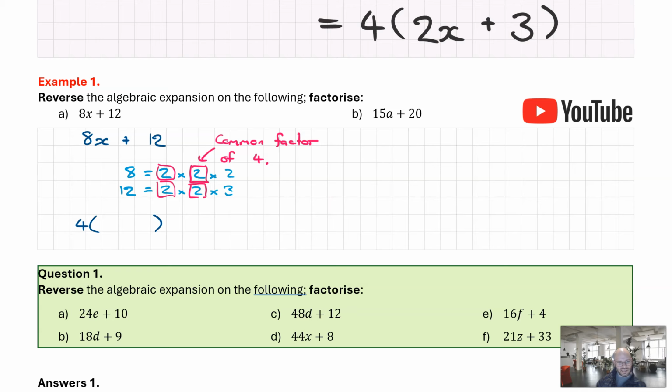Now the question is, what do I put inside? Well, whatever we didn't find that was common between the 8 and the 12 is going to go inside in its place, so we're going to have a 2 and a 3. And then finally, remember, we have variables. It wasn't 8, it was 8x. So instead of 2, we're going to get 2x. And therefore, we find our most factorised form for 8x plus 12. Alright, once more.